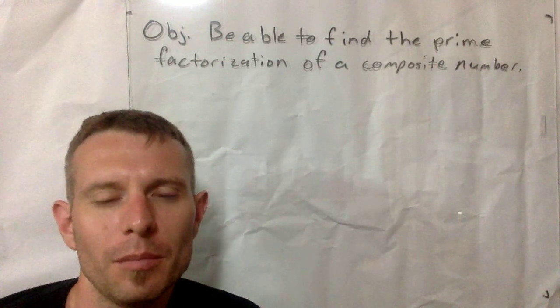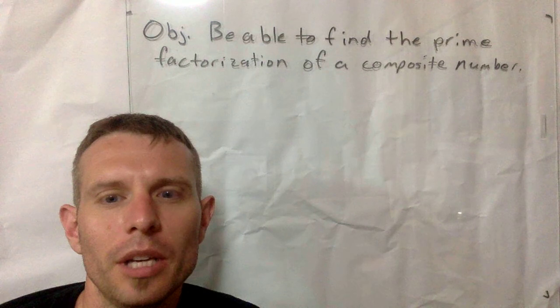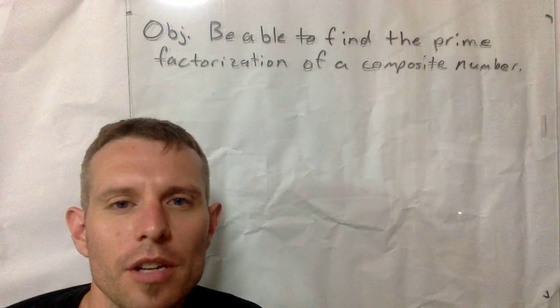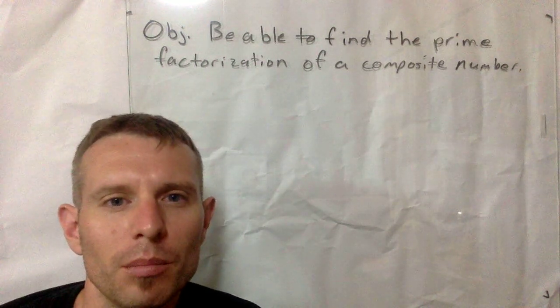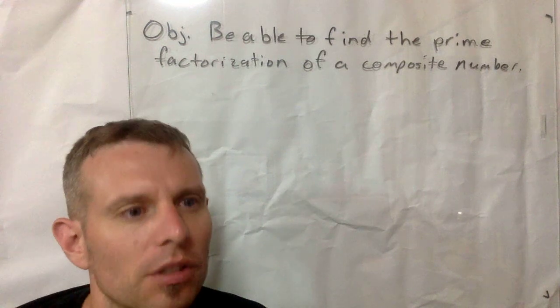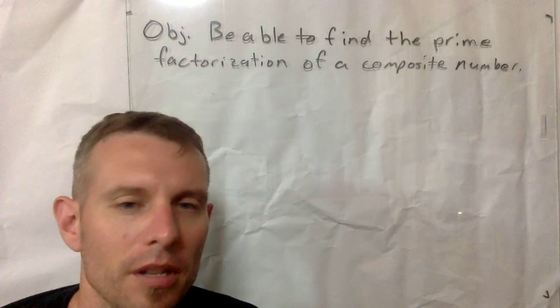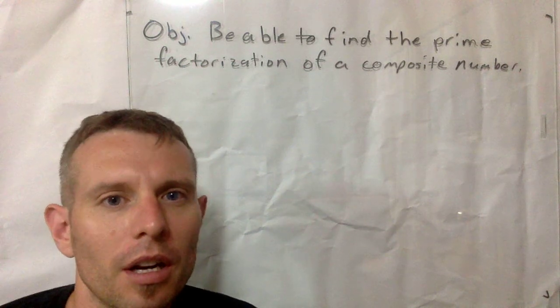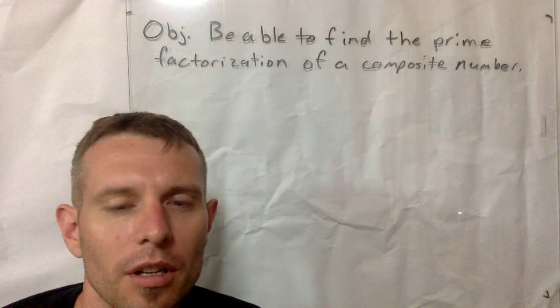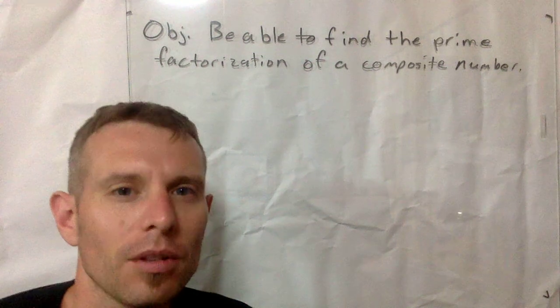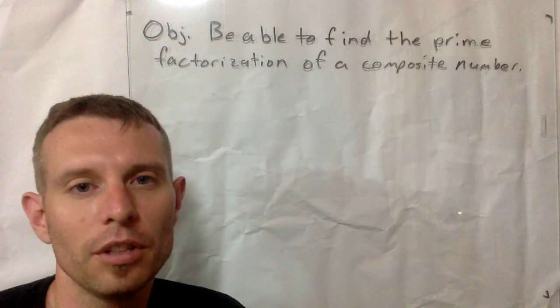Okay, the objective for this next lesson is to be able to find the prime factorization of a composite number. And so basically there's two methods that I'm going to teach you how to do this. I'll teach you doing a factor tree. That's the way that most people have learned, I think.